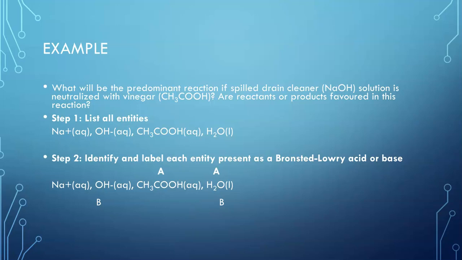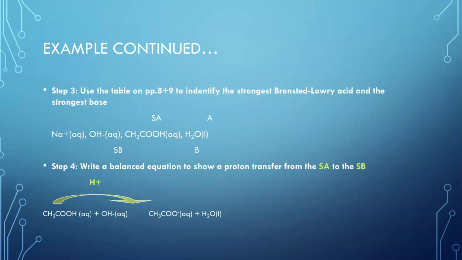Hydroxide ions are basic, acetic acid is acidic, and water can act as an acid or a base. On the acid-base table, the acetic acid is highest up, so it is the strongest acid. The hydroxide ion is lowest down, so it is the strongest base. A balanced equation showing the proton transfer and conjugate acid-base pairs can be written.